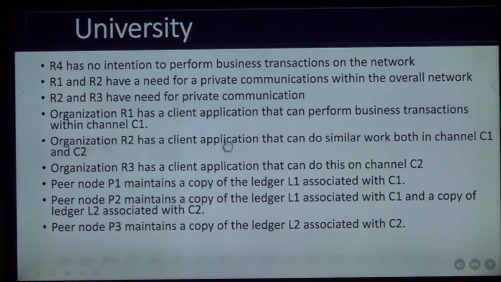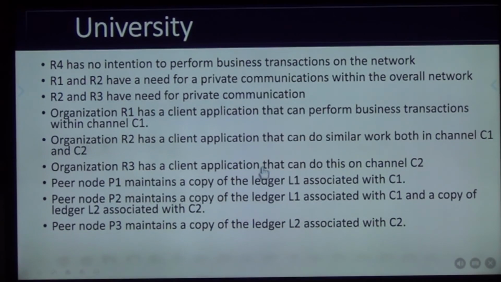Organization R2 has a client application that can do similar work both in channel 1 and channel 2. Fast ने कहा कि you can either, so they provide provision that you can invoke a contract with case or contract with NUS. तो उनकी जो application है, they can have both. They can invoke channel C1 or they can invoke channel C2. Organization R3 has a client application that can do this on the channel C2 only. NUS can only work with fast. ठीक है, fast can work with case and fast student can work with NUS as well.